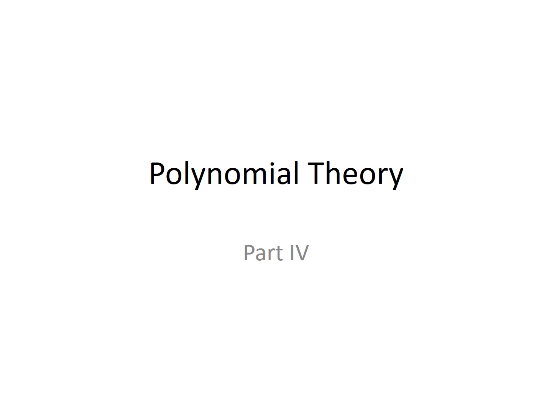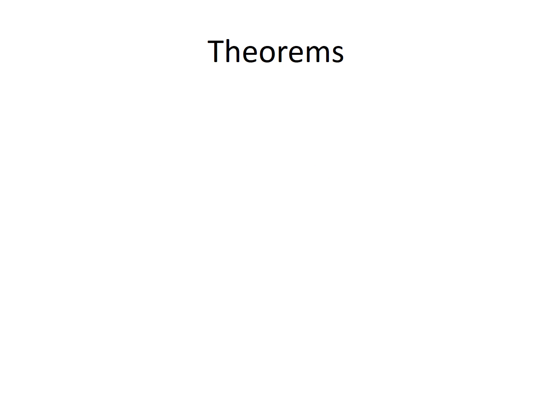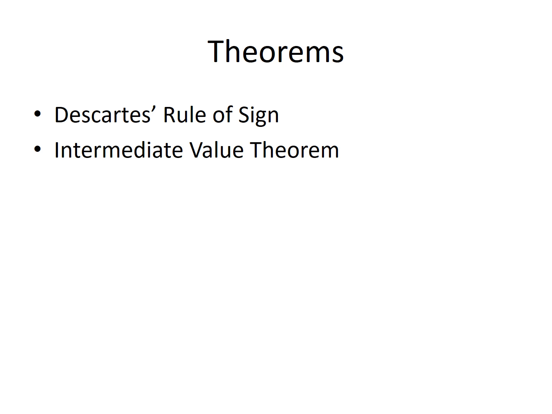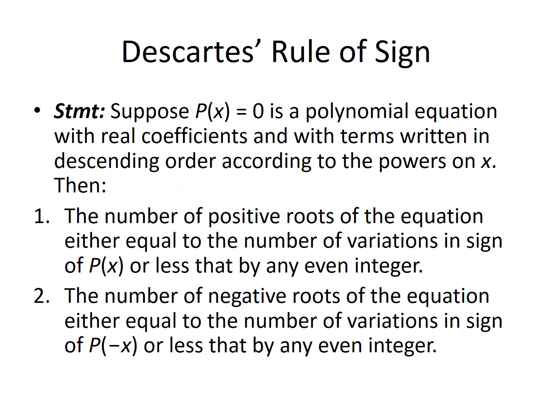Polynomial Theory, Part 4. The theorems we're going to discuss in this video are Descartes' Rule of Signs, the Intermediate Value Theorem, and Eisenstein's criteria. Descartes' Rule of Signs is stated here.